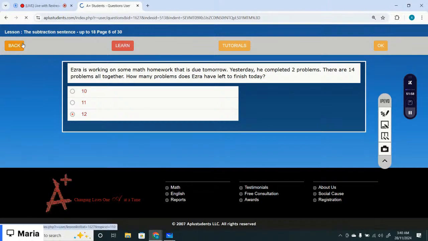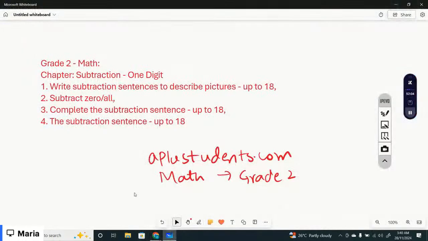Okay, you can complete the lesson by yourself later today. So we were working on grade 2 math. The chapter we were working on is subtraction one digit, and the lessons we have covered today are write subtraction sentence based on the described picture, subtract 0 and all.